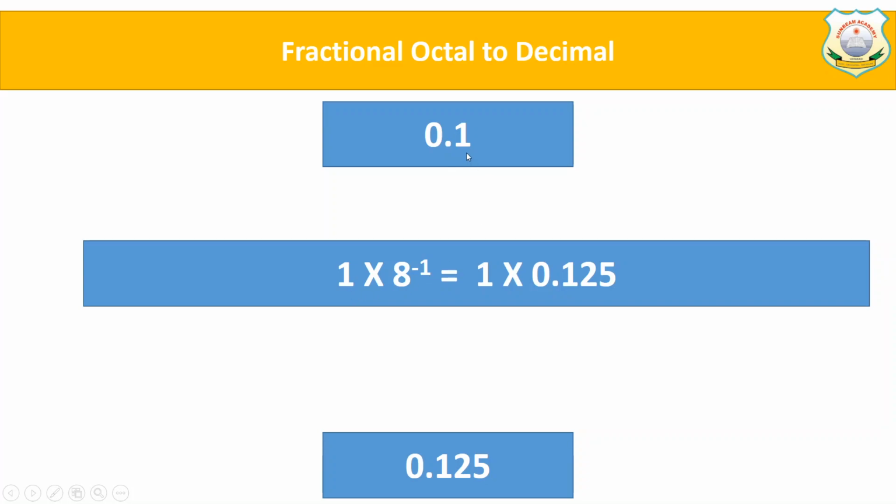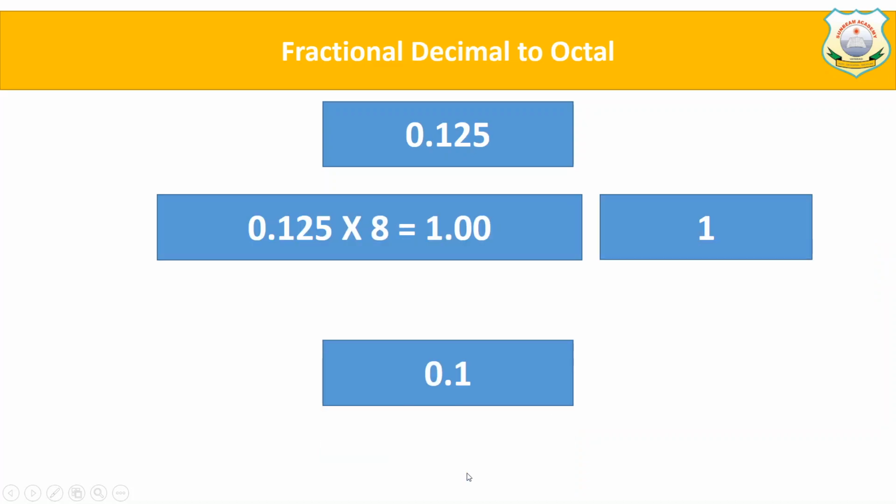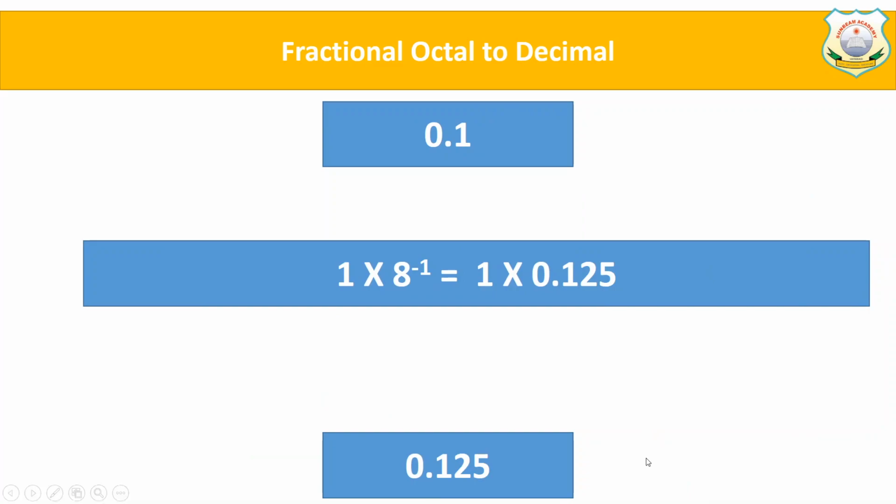That's the only digit I have. So that is 1 into 1 by 8, right? This will be 1 by 8. So this is 0.125. The answer is 0.125. So again we got back the same number, right? And why did we take 8 over here? Because I am converting octal to decimal. So 8, the base value.